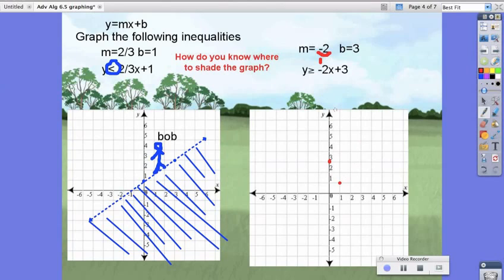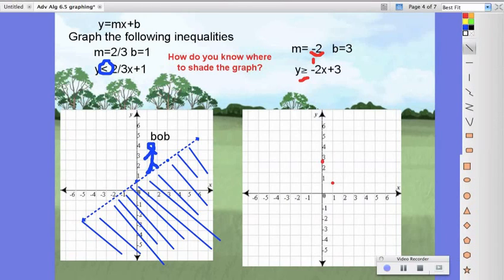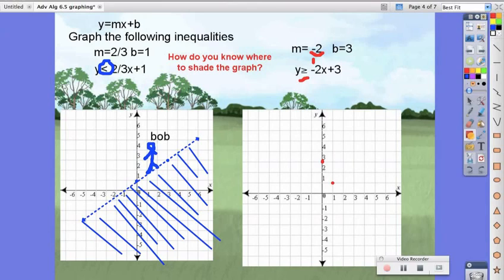Now, we have to decide, is it a solid line or a dashed line? Again, we look at the inequality. Because it says greater than or equal to, it means it's a solid line. So we're going to go ahead and pick a solid line. And we're going to go ahead and graph this.